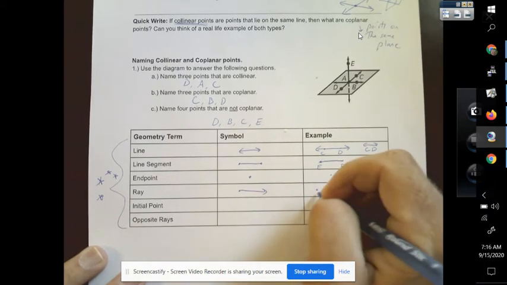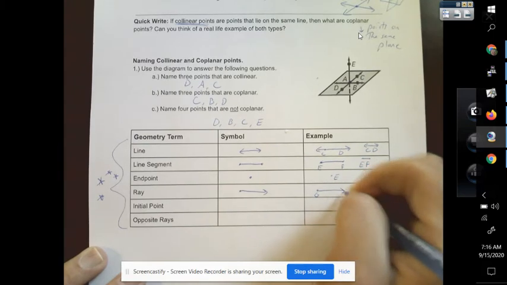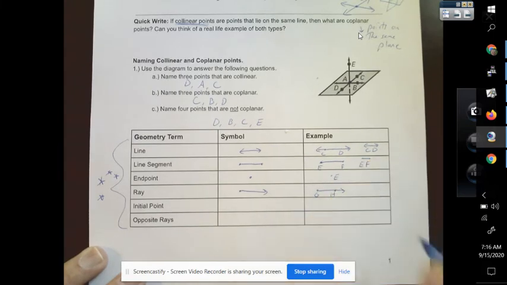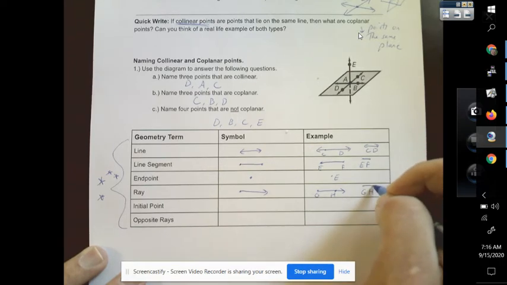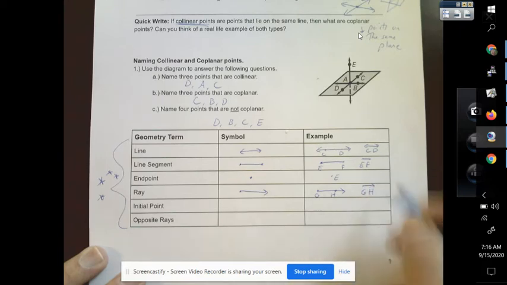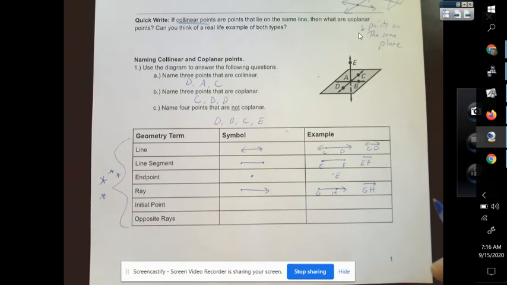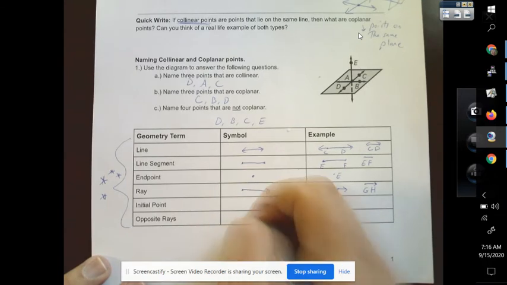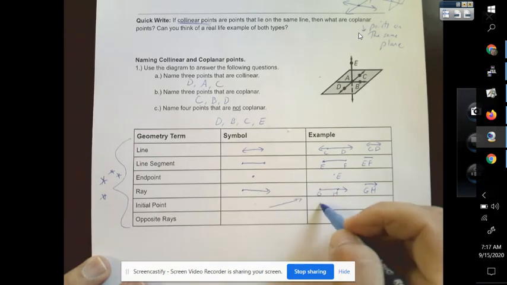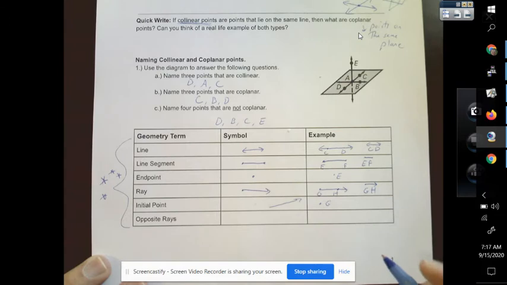So we'll call this GH. When I name this ray, it starts at G, it goes through H. So when I look at my symbol on top, the symbol starts at G, and then you put the arrow going over H. Like I said, geometry is very literal, to the point. Get it? The initial point here would be point G. It's literally going off this picture. It's where it's starting.